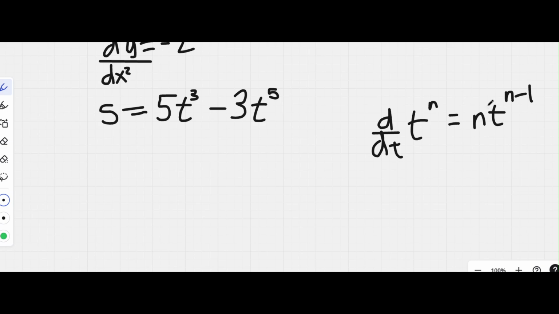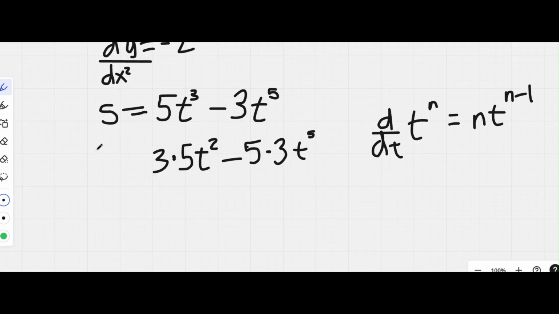Whatever this power is raised to is going to come out in front as the coefficient. We're going to multiply it by the coefficient that's already there, and then the power is going to be subtracted by 1. So in this instance, 5t to the third power is going to turn into 3 times 5 t to the 3 minus 1, which we know is simply going to be 2, minus 5 times 3 t to the fifth.